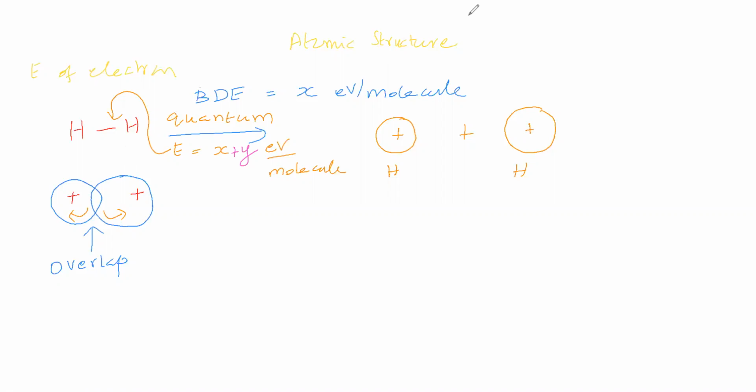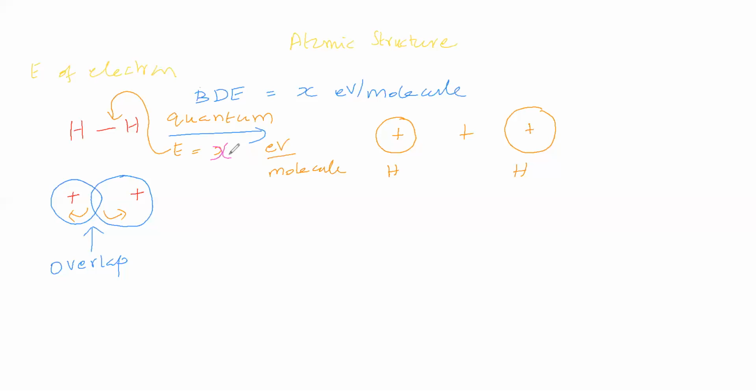Sorry. Before going to that, we will see here. Now we supplied x quantum. That means we have supplied a quantum having energy x electron volt per molecule.